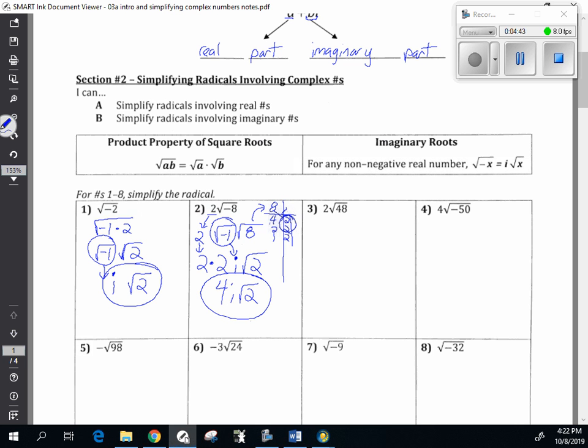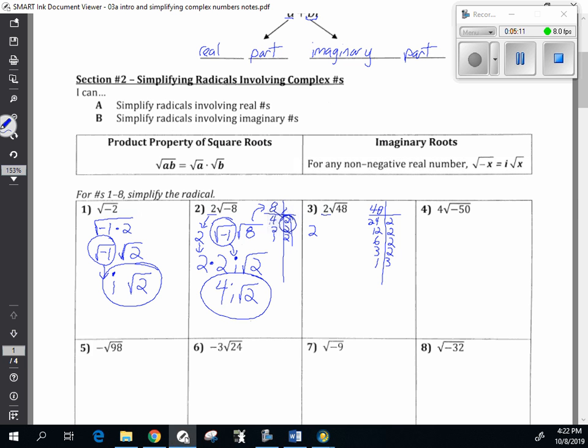Number 3, you actually have no imaginary, so this one you just have to break it down. I'm just going to bring this 2 down. 48 divided by 2 is 24. 24 divided by 2 is 12. 12 divided by 2, I can divide it by 3, and I get 1.